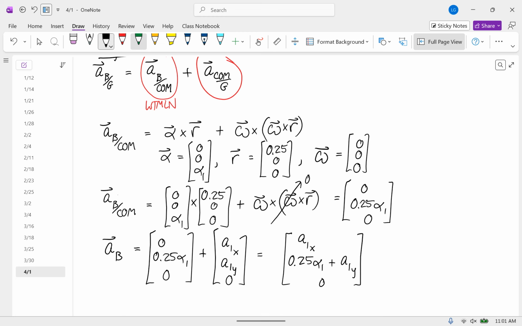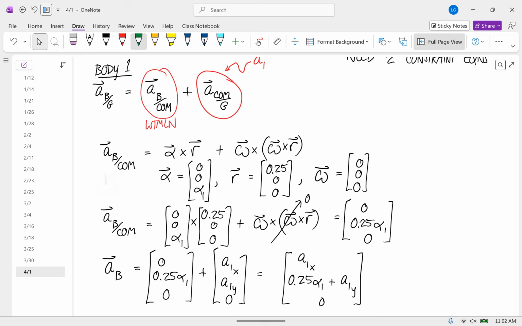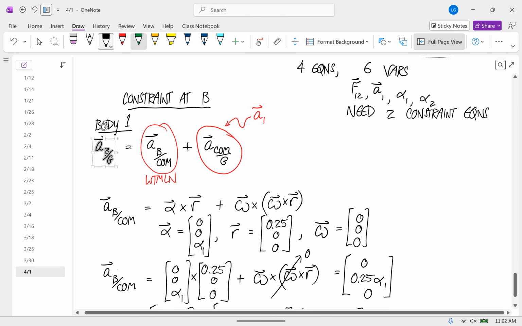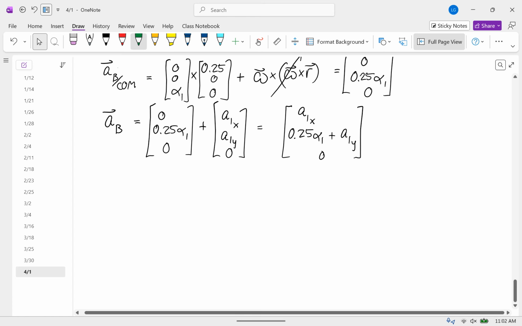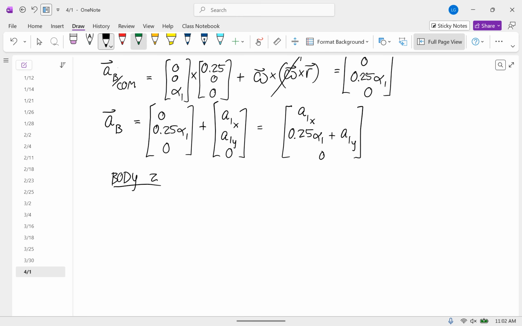Any questions about that? Where are the two equations? Well, it's not an equation yet because this was just the acceleration of B on body 1. Now we have to do it for body 2 and set them equal to each other. So now I'll go to body 2. This one's a little easier. This one has a fixed point, so we can just use the watermelon equation. So the acceleration of B is alpha cross R plus omega cross quantity omega cross R.